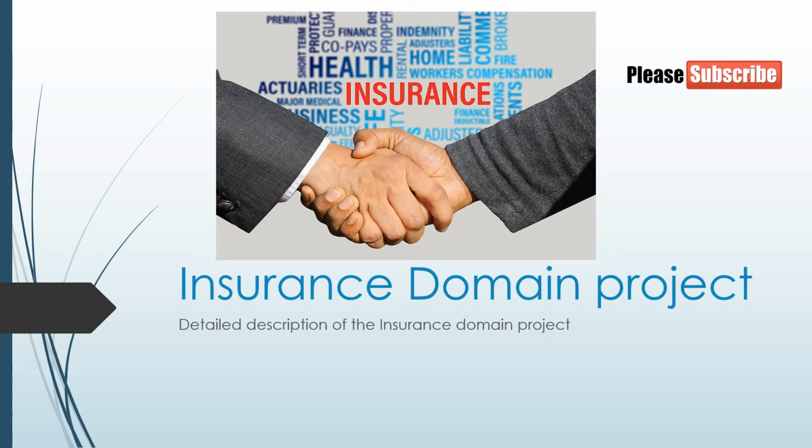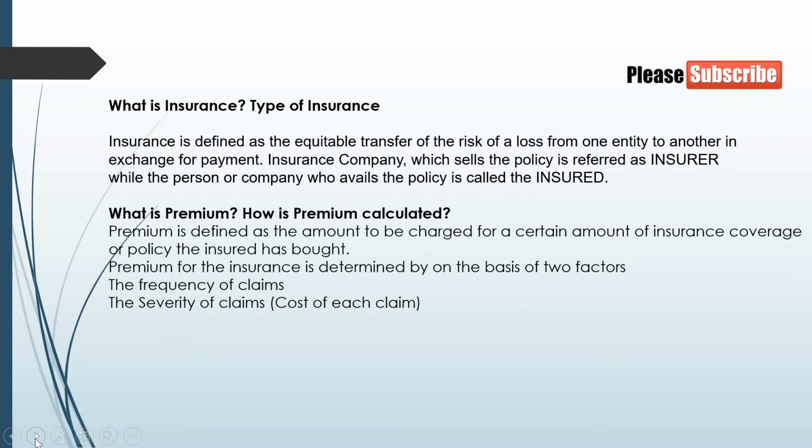So let's quickly go to the first slide. What is insurance and the types of insurance? Insurance is defined as the equitable transfer of the risk of a loss from one entity to another in exchange for payment. The insurance company which sells the policy is referred to as the insurer, while the person or company who avails the policy is called the insured.